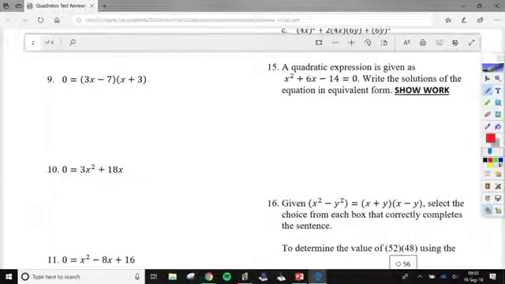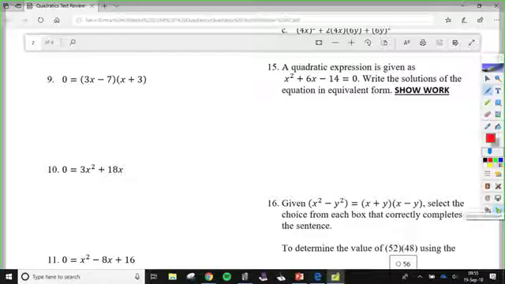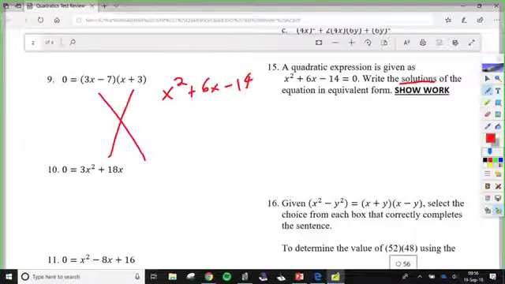Now, number 15 is basically the same thing that we just did on the left side where we factored, but to solve this quadratic, we can't actually factor it. So we're looking for the solutions. That means we're looking for the zeros. So with our quadratic, x squared plus 6x minus 14, the first thing I would try is factoring. So I would try to figure out what two numbers multiply to negative 14 and add to 6. But I'll be sitting here for a while because there aren't any numbers that multiply to negative 14 and add to 6.